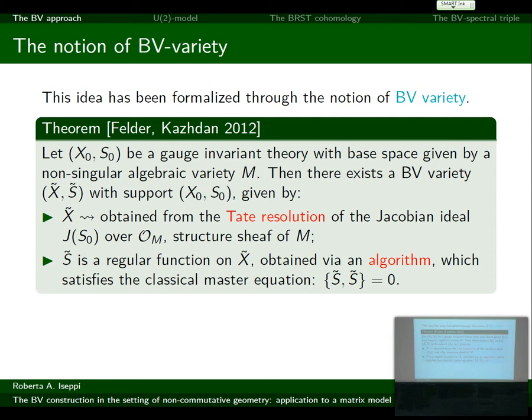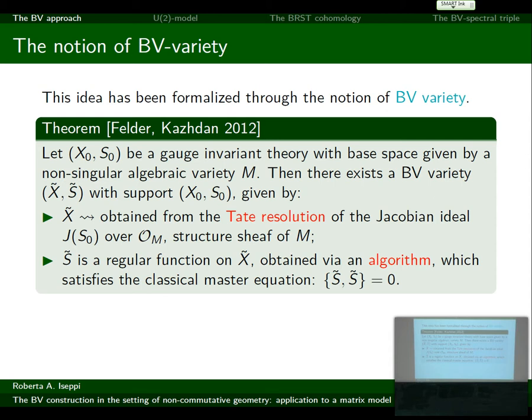So the idea is that we have an initial base space that is this variety M, which is supposed to be a non-singular algebraic variety. Then the configuration space is just the vector space generated by the coordinates over the algebraic variety. Under this hypothesis, they prove that there always exists a BV variety associated to the initial theory. And the proof is constructive, so they explain how to construct a possible X tilde.